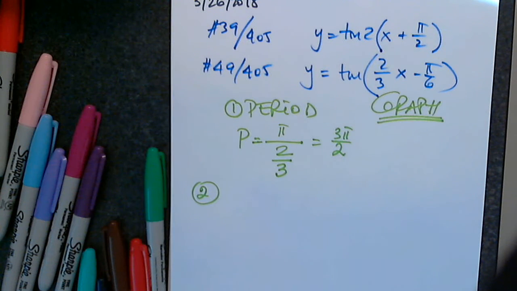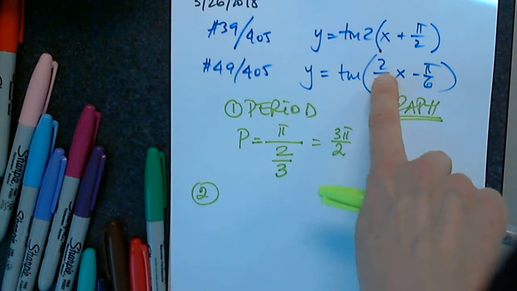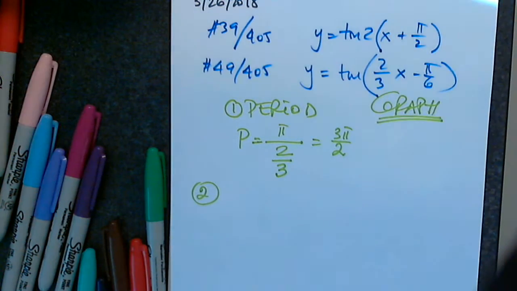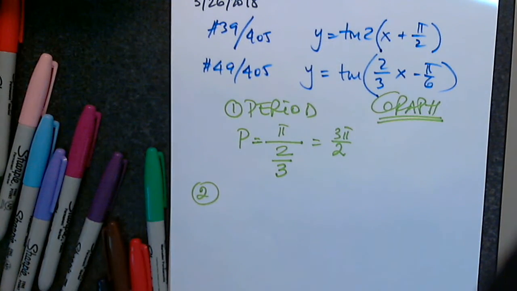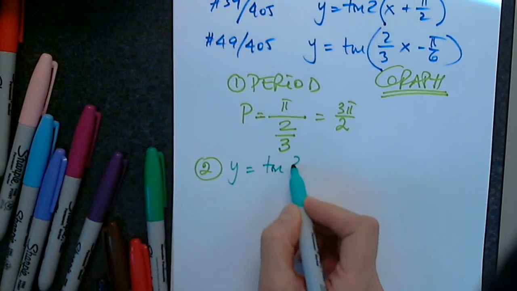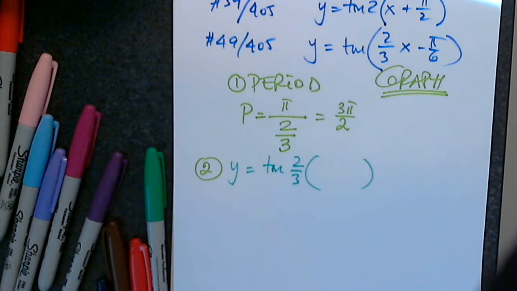Number 2, I have to pull that 2/3 out, but not out of tangent. You can never write the 2/3 in front of tangent. All you can do is factor it out in front of parentheses, still inside tangent. So don't make that mistake. I'm not saying you will, but I had to mention it. So y equals tangent 2/3, and now in parentheses. Why do I do this? Because only when I pull out the 2/3 will I be able to identify what? The phase shift, exactly.